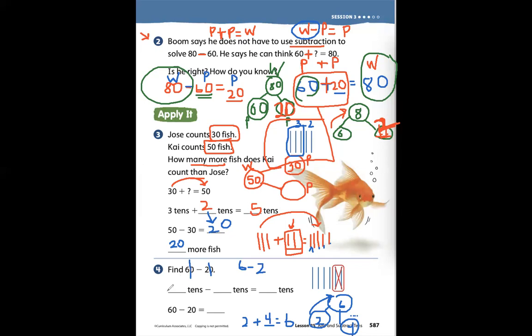Here, they're wanting me to subtract. I'm starting with 6 tens. I'm taking away 2 tens, and I get 4 tens. Here, 6 is the whole minus. In my addition problem, 6 is the whole also. 2 was the part that we knew. The missing part was 4. 60 minus 20 gives me 10, 20, 30, 40 left.